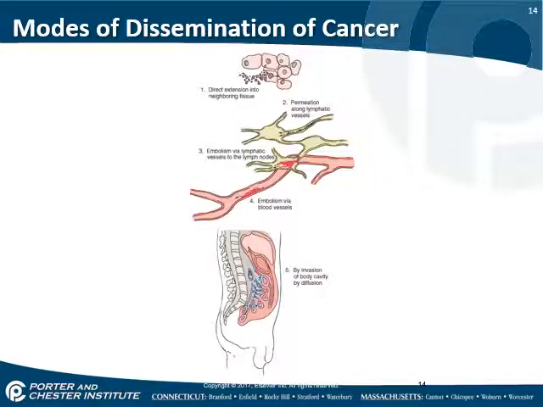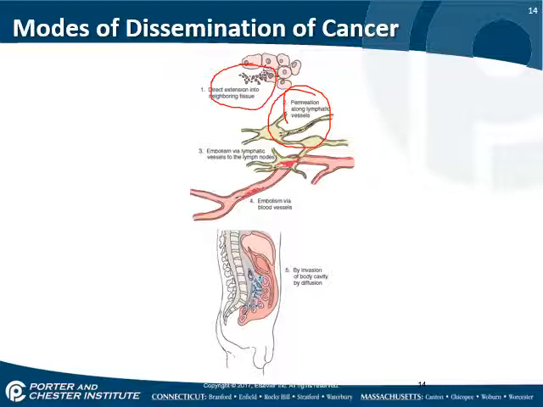So, here's a picture of how we manage to disseminate or distribute or spread cancer. Okay. First, there can be direct extension into the neighboring tissue. There can be permeation along the lymphatic vessels. Embolism via lymphatic vessels to the lymph nodes. And these malignant cells can also invade a body cavity by using diffusion. So these malignant cells actually travel in blood and body fluids.